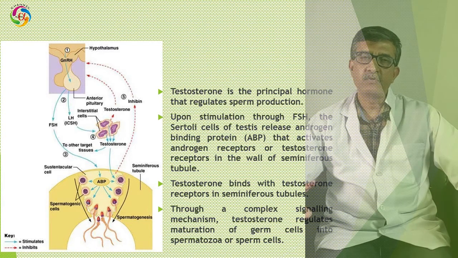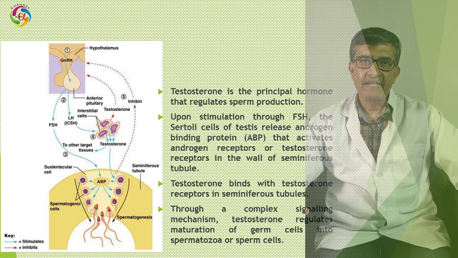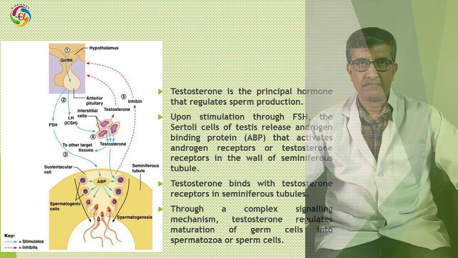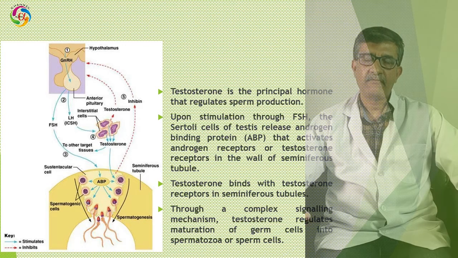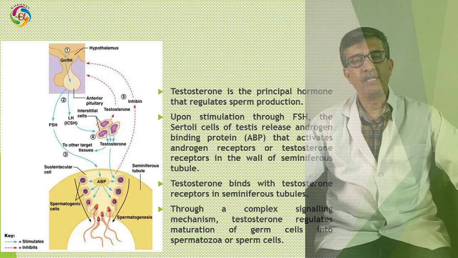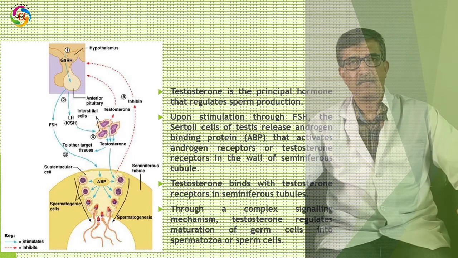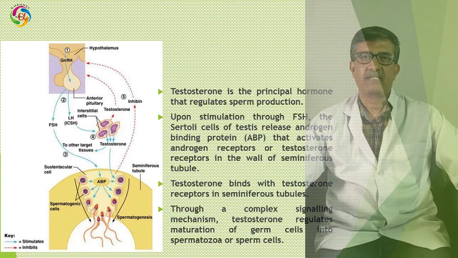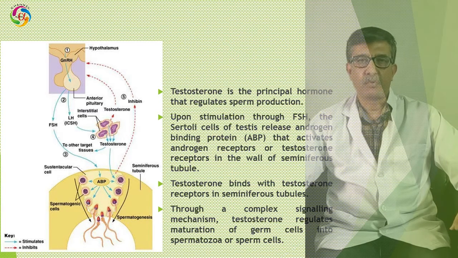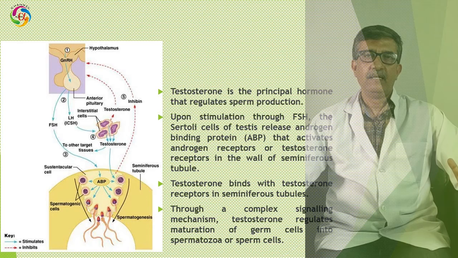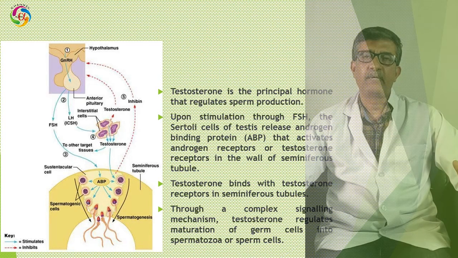animals. We have seen so far that LH is released from the anterior pituitary and stimulates the Leydig cell, whereas FSH acts over the Sertoli cells of the testis. When FSH acts over the Sertoli cell, the Sertoli cell produces a protein called androgen binding protein, or ABP, or testosterone binding protein.